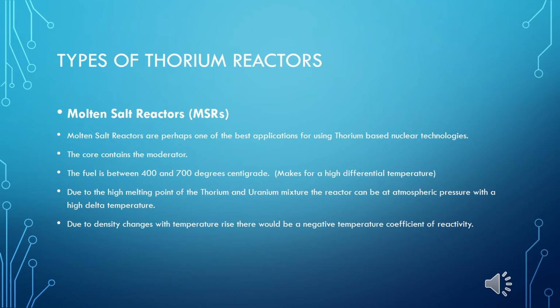Perhaps one of the best types of applications for thorium would be in a molten salt reactor. The thorium is combined with the uranium to provide the neutron source, and both are liquefied into a salt form and circulated through the core. Now the core has the moderator built into it to thermalize the neutrons.